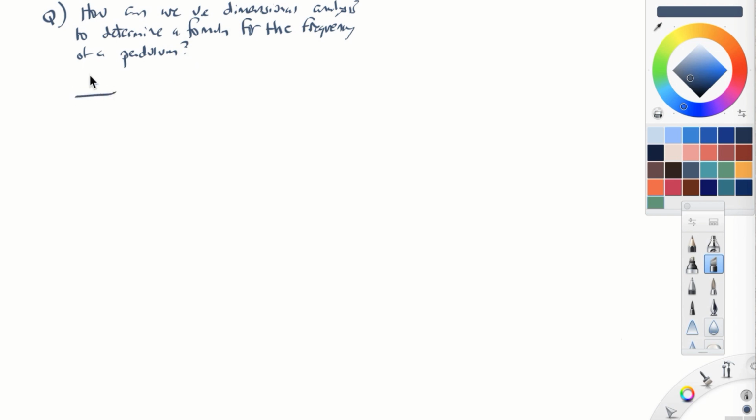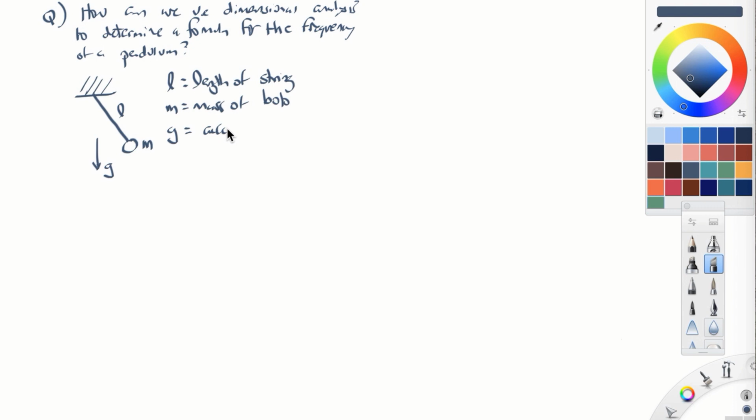So let me draw a picture here. So here's the ceiling, and we've got a string hanging down, and we've got a mass. The string has some length like this, and of course gravity, the gravitational force, is pulling it downward in that direction, and that's why when you release it, it swings back and forth. So let me write out here, L is the length of the string, M is the mass of the pendulum bob, and g here is the acceleration of gravity.